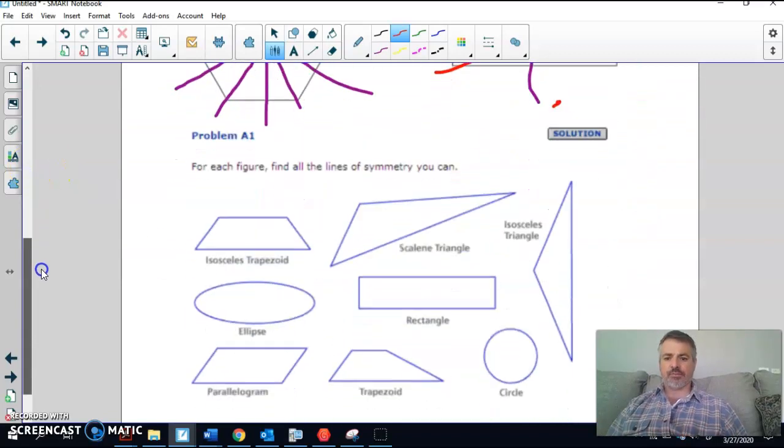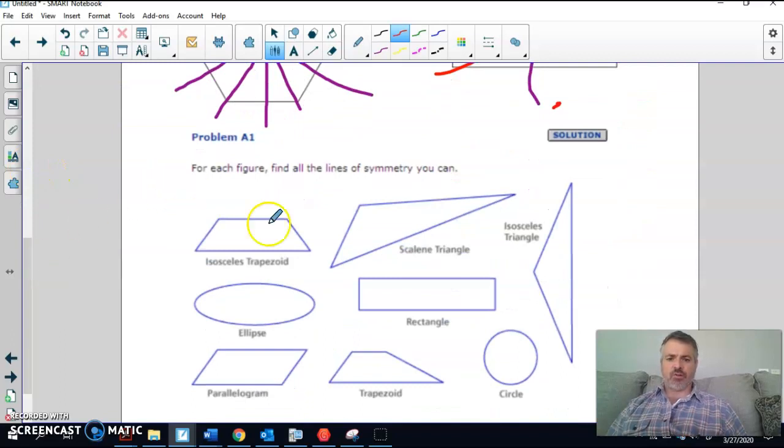Down here, it says for each figure, find all the lines of symmetry that you can. So an isosceles trapezoid, I only see one line of symmetry right here. Scalene triangle, I got nothing for you. I don't see a line of symmetry anywhere on that. An ellipse, that's this shape right here. Again, it's going to have 2 lines of symmetry, kind of like the rectangle did. Got one through the middle like that, and then one like this.